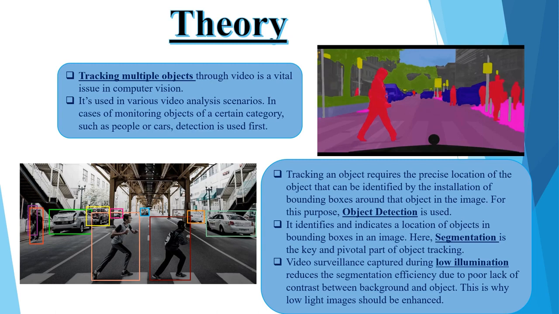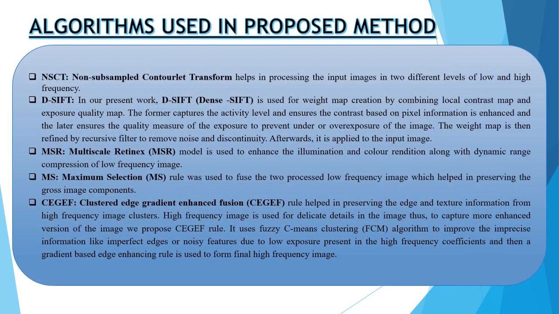Low light conditions result in less effective segmentation of video surveillance, as the object cannot be contrasted to the background. Therefore, low light images should be enhanced. Here we discuss the algorithms used in the proposed methodology. NSCT. In order to stop the sampling process that takes place during image decomposition and image reconstruction, NSCT is applied. It divides the images into contour segment-like pieces. Compared to the current wavelet approaches, it is more effective at capturing the geometrical structure of an image.